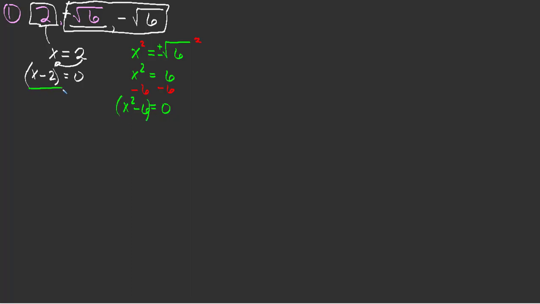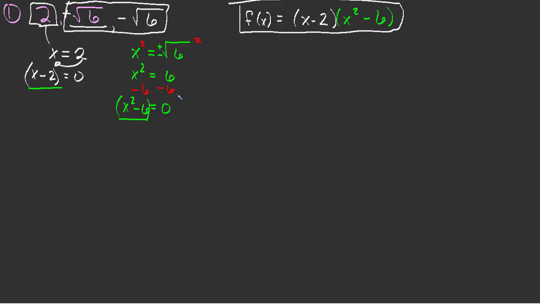So now we have our two things that we're going to multiply. We have the x minus 2 and the x squared minus 6. And on the test, when I'm asking you just to give me the factors in factored form, this is where you would stop. You don't have to go any further than that. But for our homework, what I'm asking you to do is to actually find all the way to the solutions.